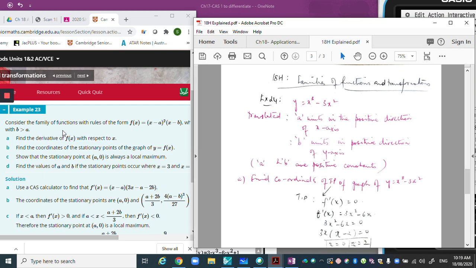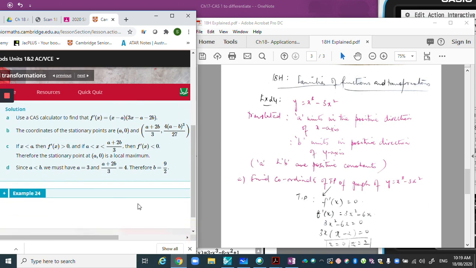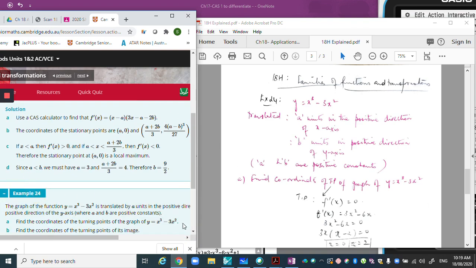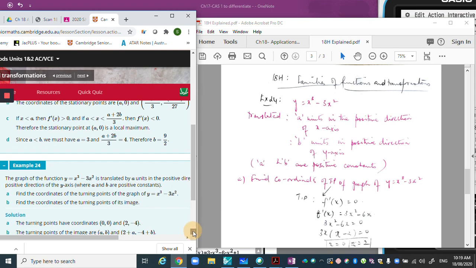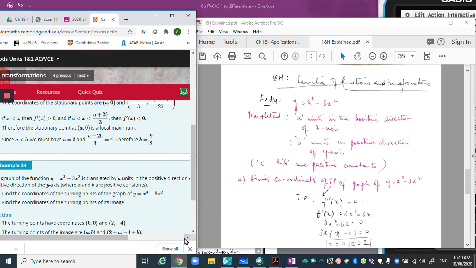So if you look at example 24, it says over here the graph of the function y is equal to x cubed minus 3x squared is translated a units in the positive direction of the x-axis, which means x plus a, and b units in the positive direction of the y-axis. So whatever point you have for y, y plus b. A and b are positive constants, numerical values. Find the coordinates of the turning point.